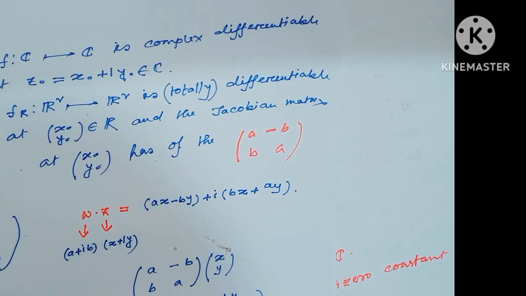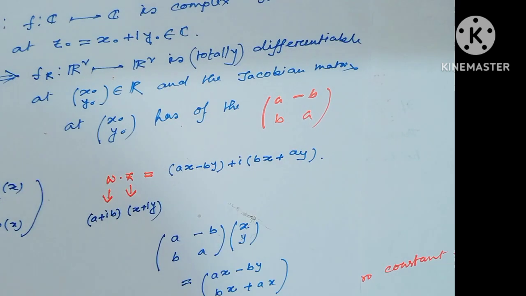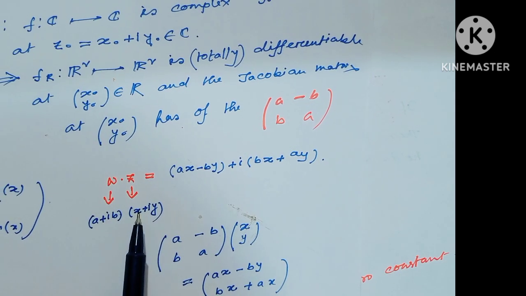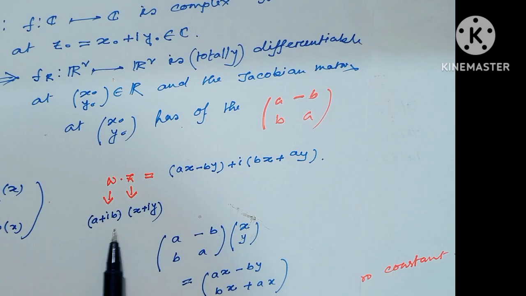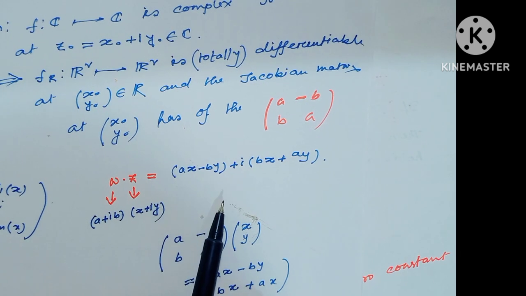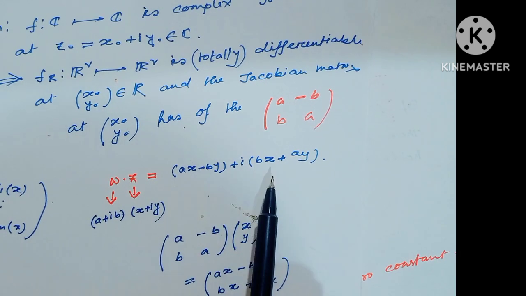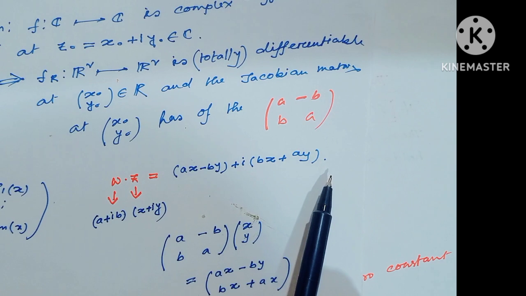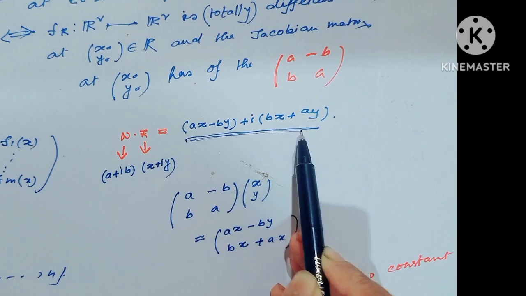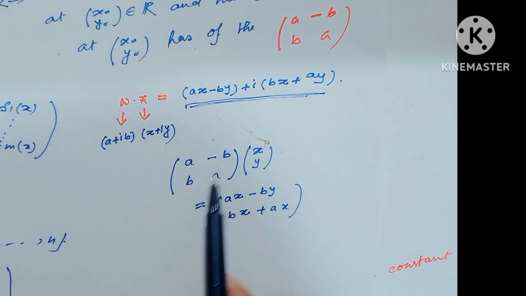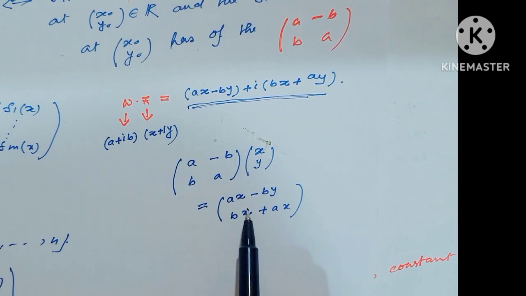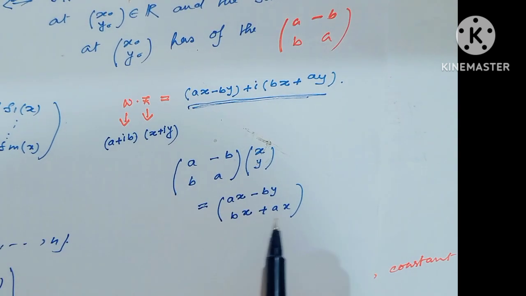Here the form of the Jacobian matrix is of such type because if we multiply two numbers w and z, where w equals a plus ib and z equals x plus iy, this is equal to ax minus by plus i times (bx plus ay). And we can write this in matrix form [a, minus b; b, a] acting on the vector (x, y), and this is equal to (ax minus by, bx plus ay).